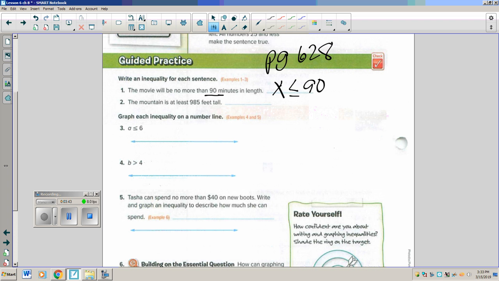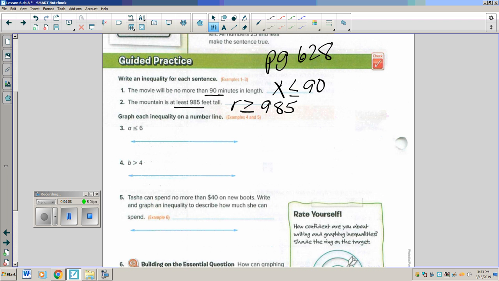The mountain is at least 985 feet tall. Let's use R. R is greater than, can be equal to 985. R is greater than or equal to 985.